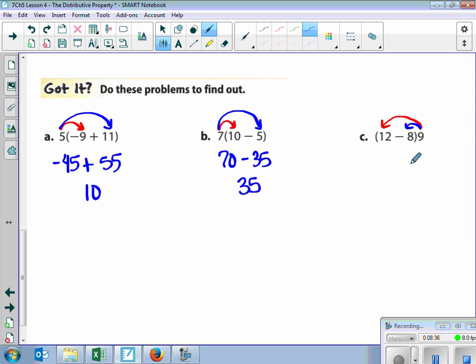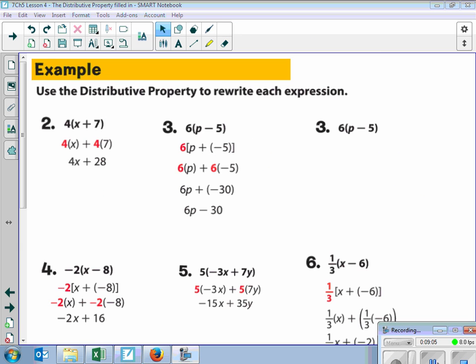Okay? So when I do that, 12 times 9 is 108. And we're subtracting. So now we have 9 times 8, which is 72. So we have 108 minus 72 simplifies to 36. And that's all there is to it.